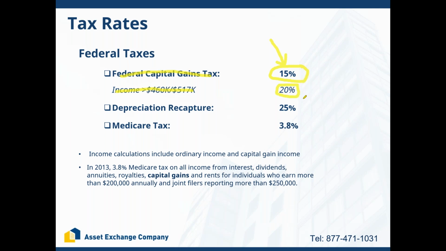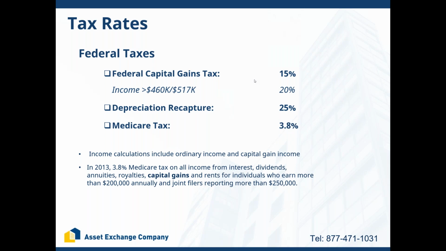But that's not the only federal tax that you pay. There is also a tax on the amount of depreciation that you have taken. It's called the depreciation recapture tax, and that is a rate of 25%. And then we have what we call the Medicare tax, which kicks in at certain income levels. Most of you will be in that, and that rate is about 3.8% as well. So you've got different types of federal taxes that you're going to have to pay if you decide to pay taxes and just cash out of your real estate.